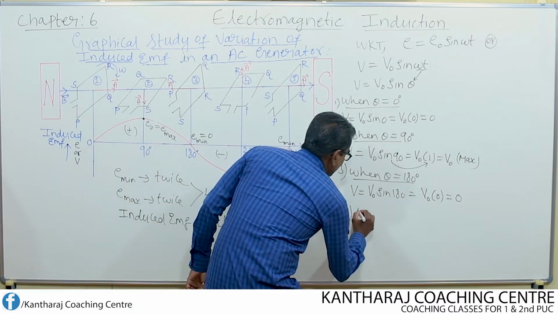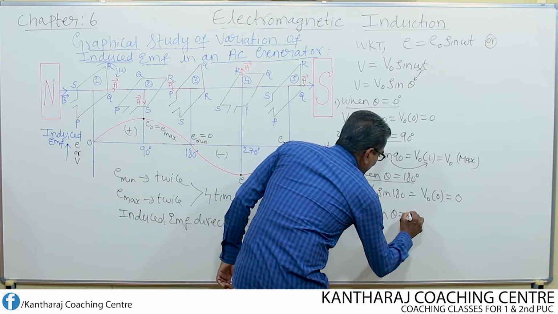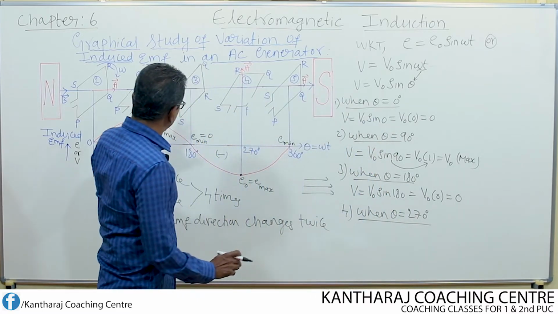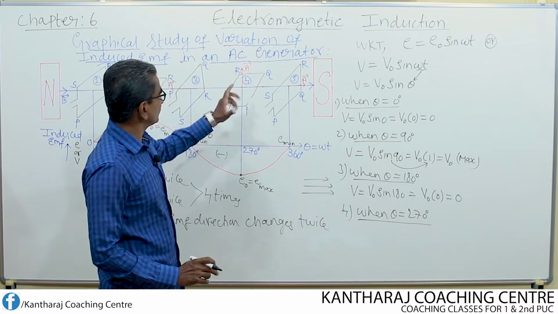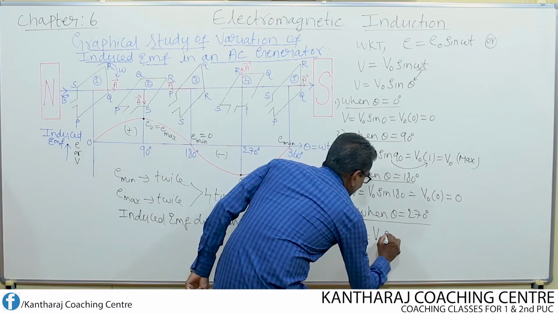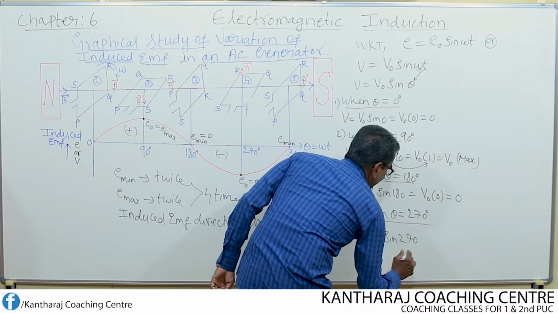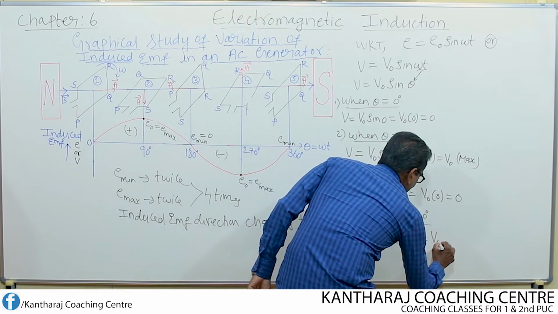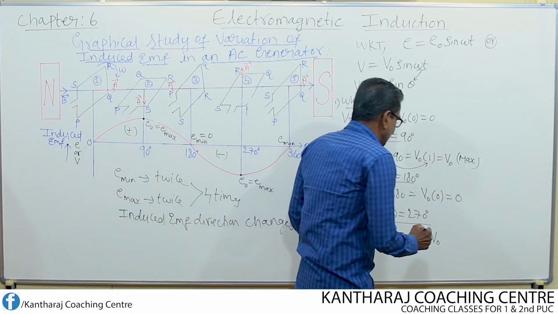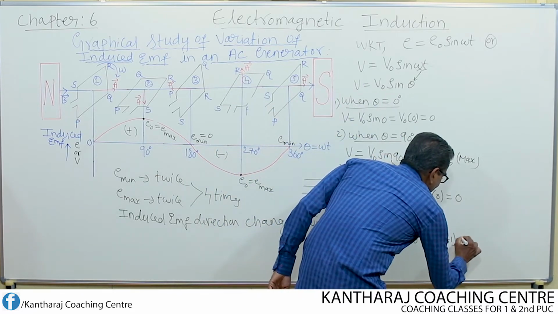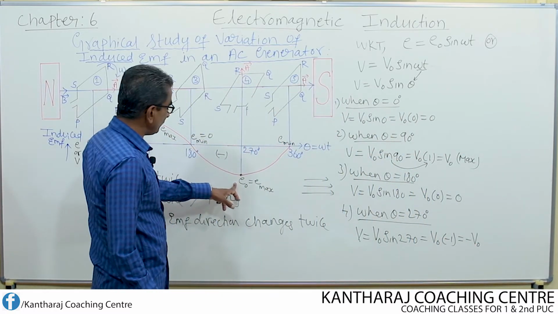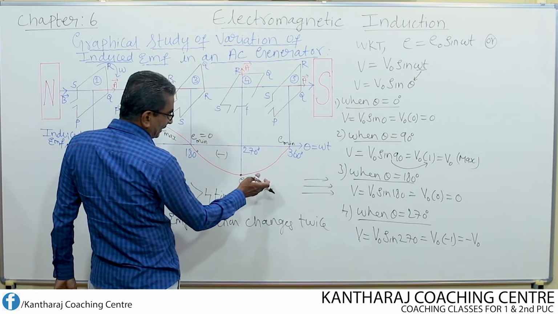Stage 4, when theta is equal to 270 degrees, when the coil is rotated from 180 degrees to 270 degrees, V is equal to V naught sin 270. If you find the value of sin 270, it is equal to minus 1. So therefore this is minus V naught. Look here, this is the induced EMF, which is minus V naught or minus E naught.